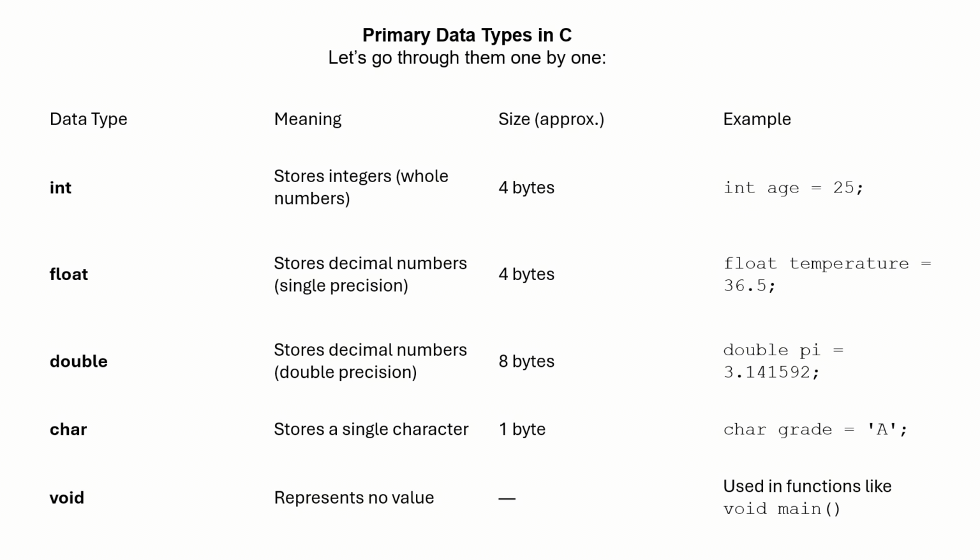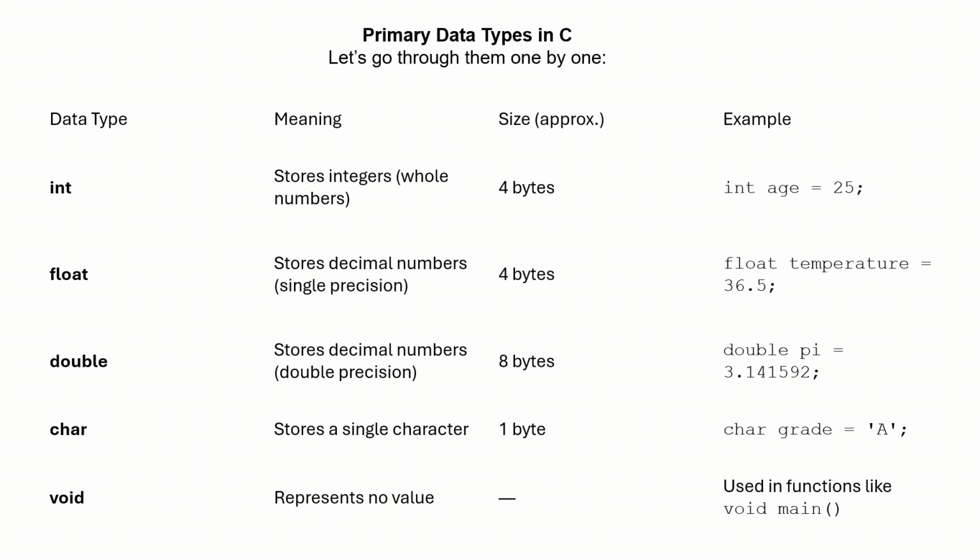Int, meaning integer data type, stores integers, whole numbers, and its size is approximately 4 bytes. Example, int age = 25. Float data type stores decimal numbers with single precision. Size is around 4 bytes. Example, float temperature = 36.5.